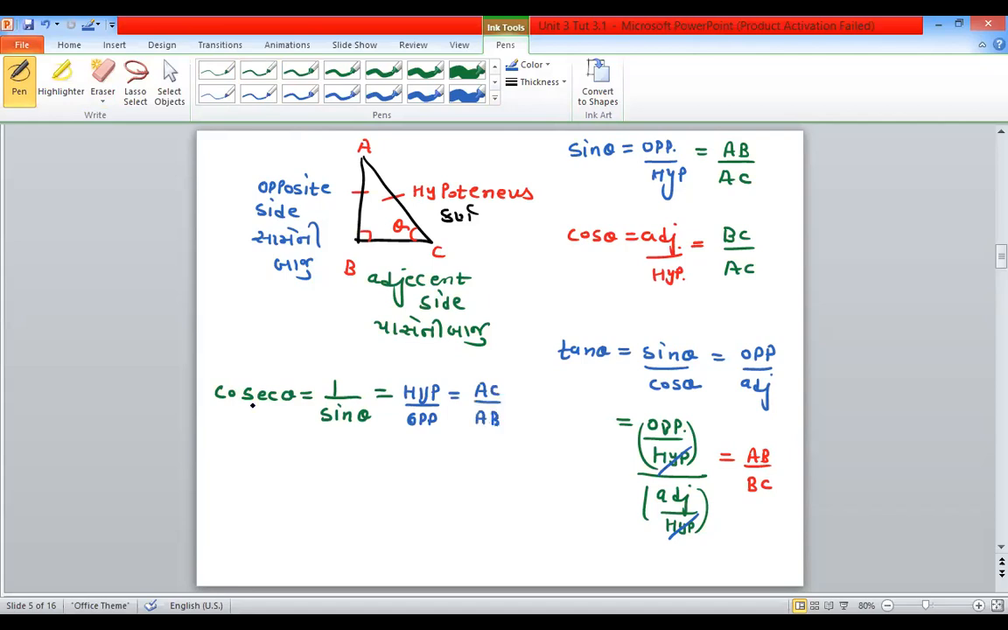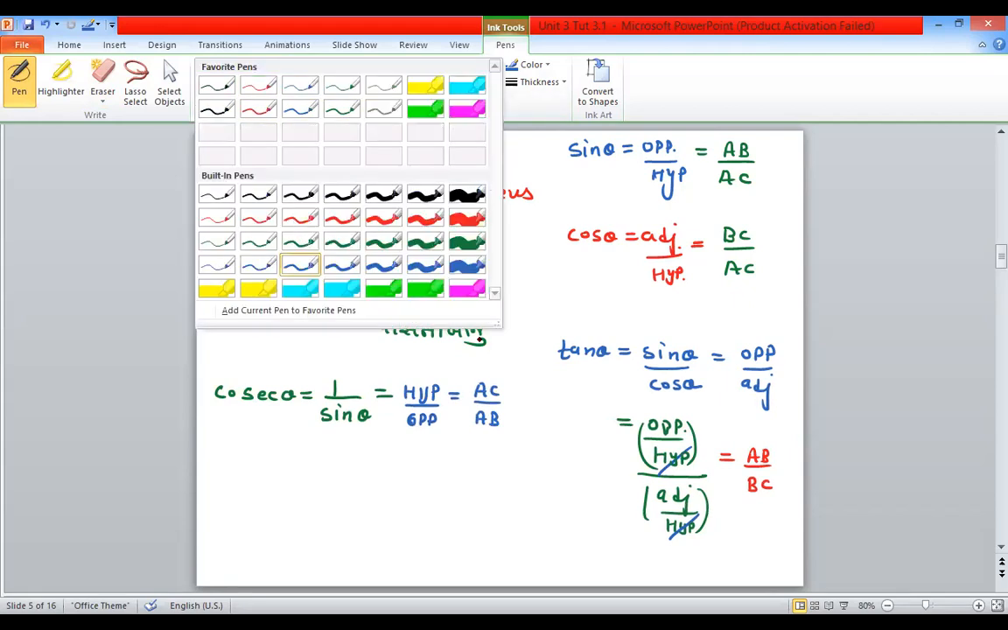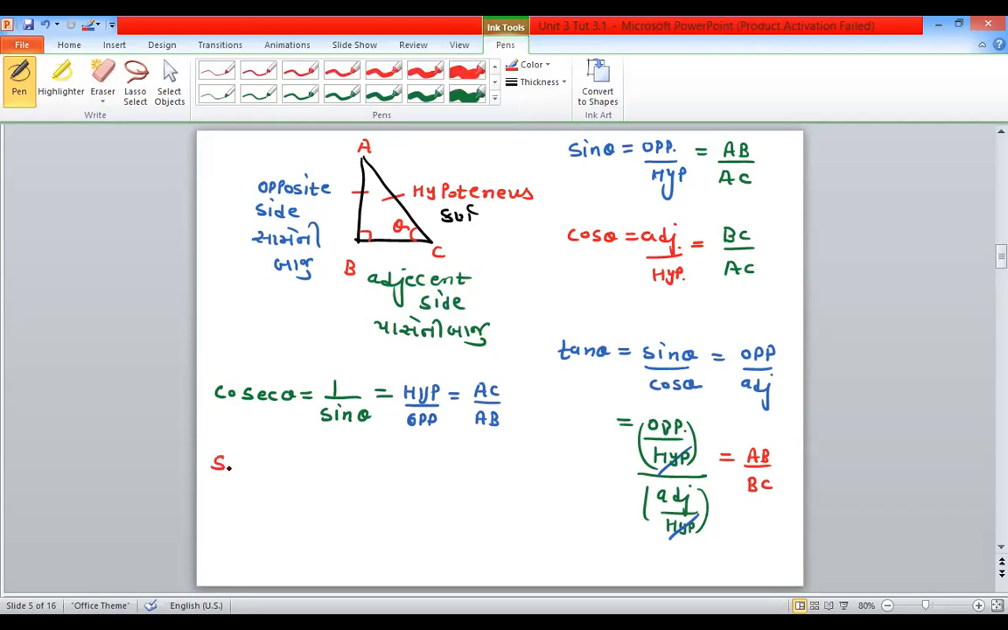You can see it directly. You don't need the formula. Look here, sec theta is the reciprocal of cos theta. And the formula of cos theta, we can directly say, is AC upon BC. That means hypotenuse upon adjacent.